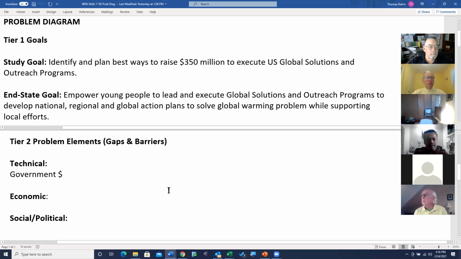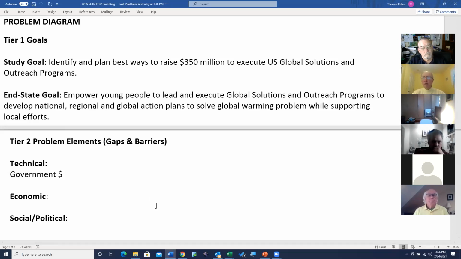But we thought, well, we want to identify the best ways to raise 350 million to execute the U.S. global solutions and outreach programs. That's what we would like to accomplish here in terms of our working on this problem diagram and our planning effort. Just to refresh your mind as to, well, what's the global solutions and outreach programs? The end goal really that we came up with, kind of the strategic objective, is to empower young people to attack this problem of global warming.